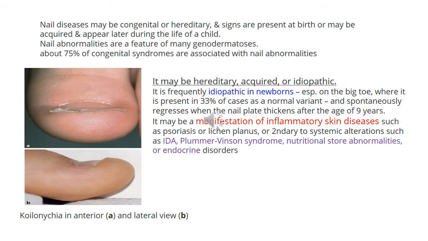It may be hereditary, acquired, or genetic, as I told you. It is frequently idiopathic in the newborn, especially on the big toe, where it is present in 33% of cases as a normal variant, spontaneously resolving. When the nail plate thickens after the age of 9 years, it may be a manifestation of inflammatory skin disease such as psoriasis or lichen planus, or secondary to systemic disease like iron deficiency anemia, inflammatory bowel disease, intestinal storage disorder, or endocrine abnormalities.